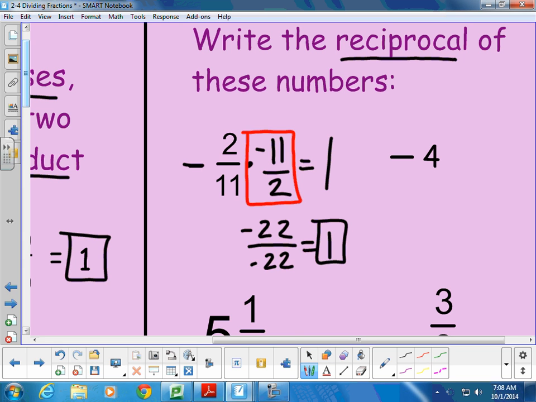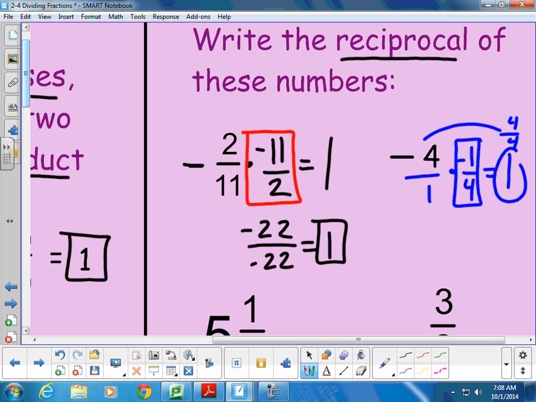Finding negative 4's reciprocal, what number can I multiply it by to get to 1? Well, we know whole numbers are really written over 1, or integers in this case. So I just need to flip it around, and negative 1/4 would be my reciprocal. Because if I multiplied across, I'd get 4 over 4, which would be 1. So negative 4's reciprocal is negative 1/4.